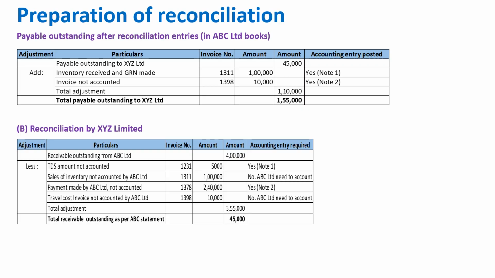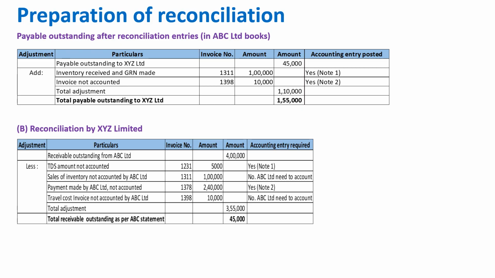The answer is no. So for TDS amount not accounted, invoice number 1231, the 5,000 rupees, you have to post that entry. Sales of inventory not accounted by ABC: you have done the sales, ABC has to account it. You need not take any action, so no action to be taken here. Payment made by ABC Limited not accounted: it is your mistake that you have not accounted this entry, so you have to record it, 2,40,000 rupees. So an entry has to be posted for that.